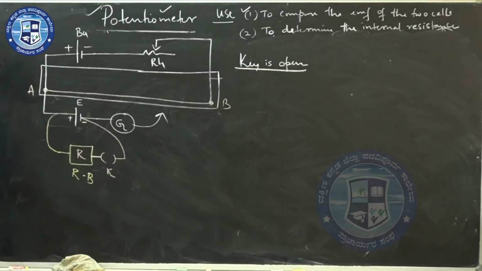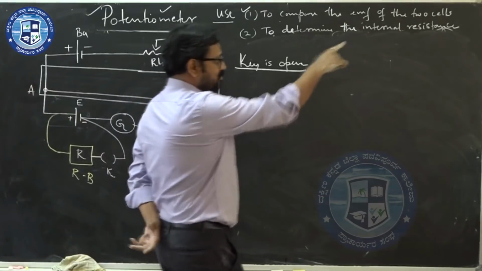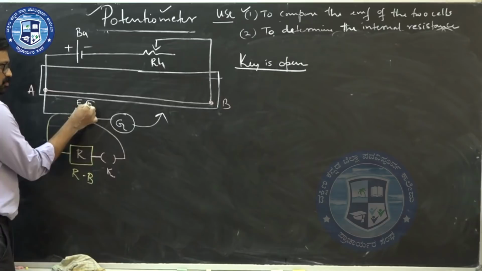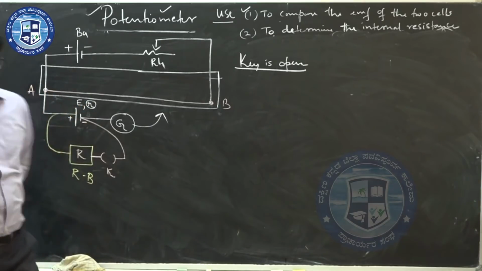Remember, the aim of the experiment is to determine the internal resistance of a cell. For your kind information, the cell, along with the EMF, has some internal resistance. The question is, what is internal resistance?